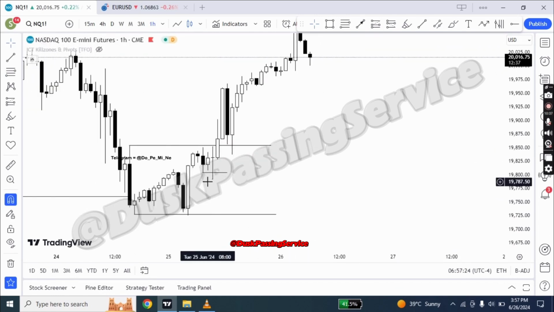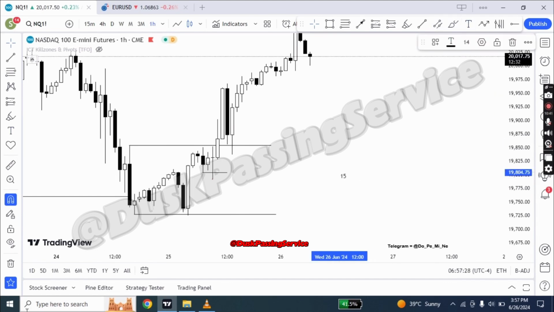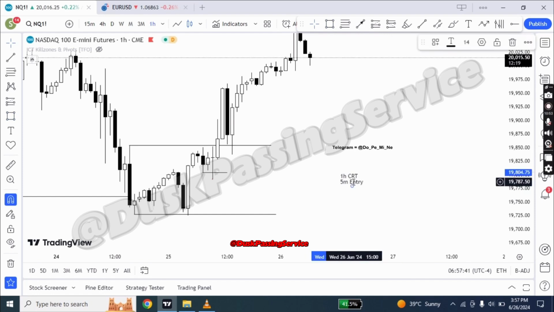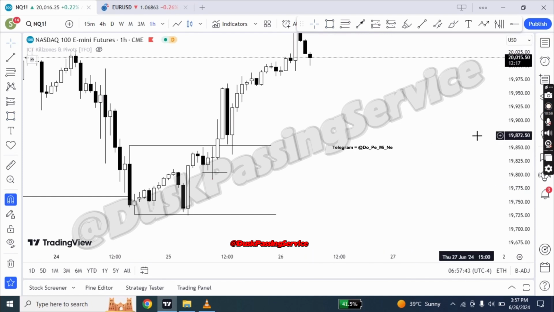And I traded that CRT on the 5 minute time frame. The reason why I chose this 5 minute time frame to trade this 1 hour CRT is based on time frame alignment. I'm going to discuss this in the later chapters as well. But what you need to know and note down is that if you are using 1 hour to find your CRT, then you'd have to trade that CRT on the 5 minute, right?